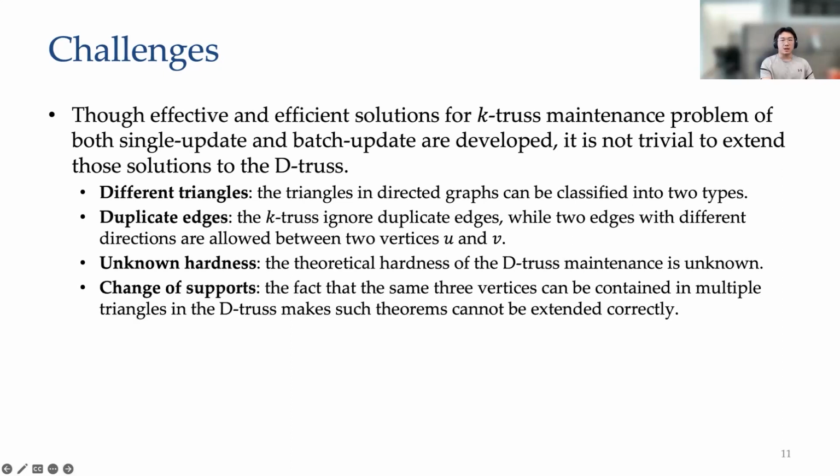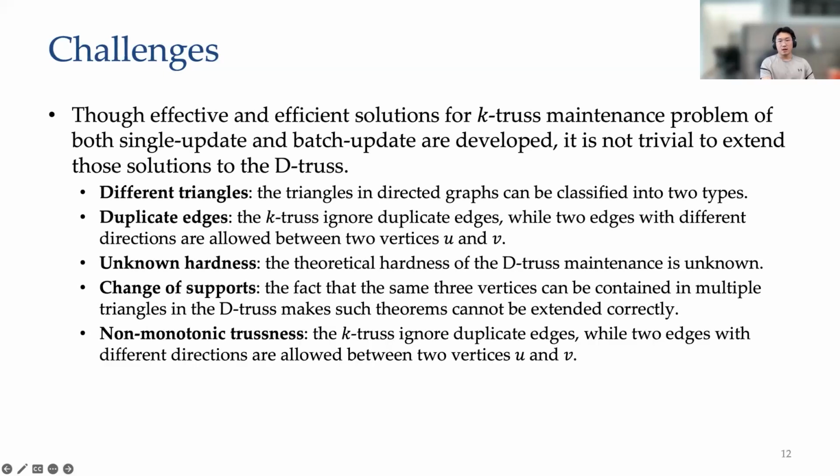According to the two different types of triangles, the D-truss decomposition is naturally related to two types of supports. For single edge updates, existing work proposes theorems that indicate the rules of K-truss maintenance depending on only one type of support. The fact that the same three vertices can be contained in multiple triangles in the D-truss makes such theorems impossible to extend practically. For more efficient batch update solutions, the existing index of K-truss stores edges in non-ascending order of K values. However, there is a pair of values to consider, KC and KF, for the D-truss. The dominant property of KC-KF makes it impossible to construct such an index for the D-truss.